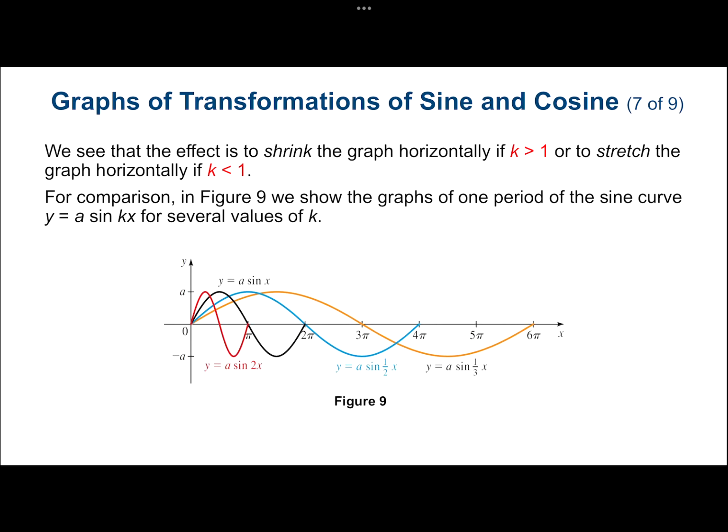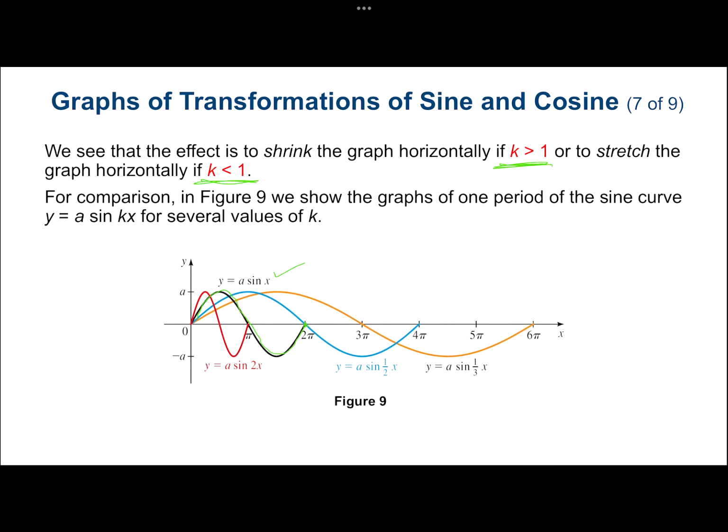With this, we can see that the graph shrinks horizontally if k is bigger than 1, and it stretches if k is less than 1. It's the same for sine and cosine. Here are some comparisons so you can see what happens as our k changes. Our original function is the black one right here. It just goes from 0 to 2 pi.